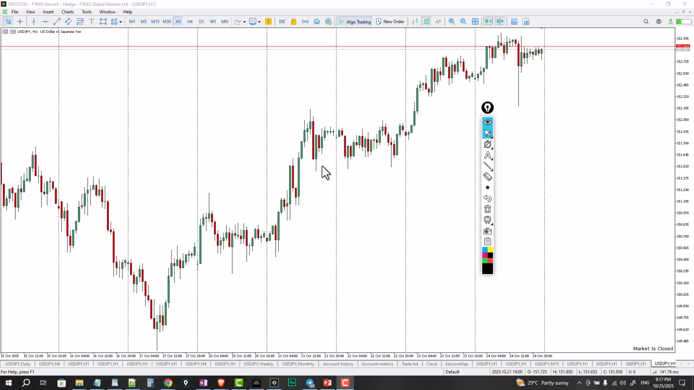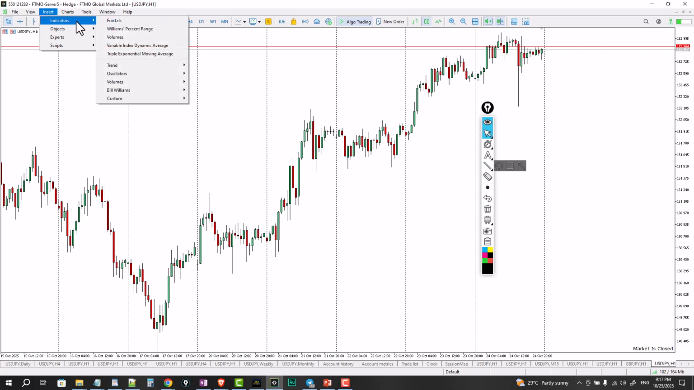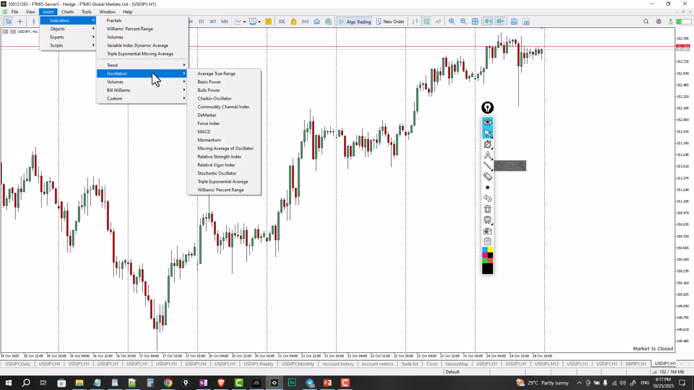Okay, so moving on. So to add the MACD indicator on your charts, if you're using the MetaTrader platform, all you need to do is just click on the navigation bar, click on insert, and then hover your mouse cursor over indicators, and then hover your mouse cursor again over the oscillators category of technical indicators, and then select MACD. You can see it, MACD. It just stands for moving average convergence divergence. Okay, that's just what it means.